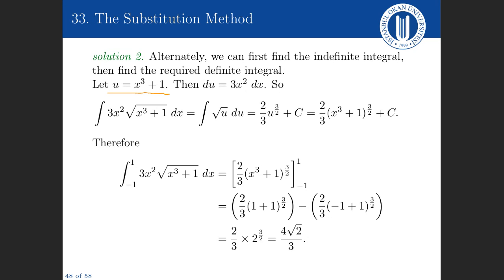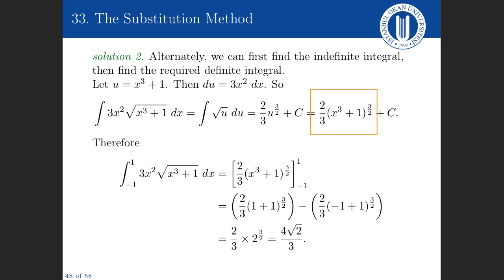Again, we start with a substitution. Let u is equal to x cubed plus 1, and therefore du is 3x squared dx. So our indefinite integral is 2/3 (x cubed plus 1) to the power of 3 over 2 plus c. That means that an antiderivative of our integrand is 2/3 (x cubed plus 1) to the power of 3 over 2 plus c.